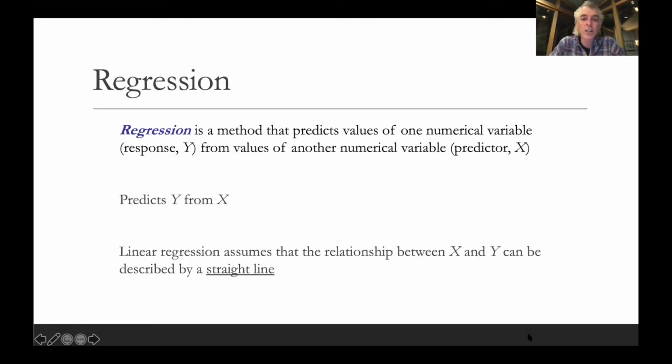In a regression, we're interested in trying to predict values of one numeric variable, that is our response variable or our y variable, and we want to predict those values from values of another numeric variable called our predictor variable. So in a regression, we want to predict y from values of x. And we do this in part by assuming that the relationship between x and y can be described by a straight line. And so that's what we mean when we say a linear regression.